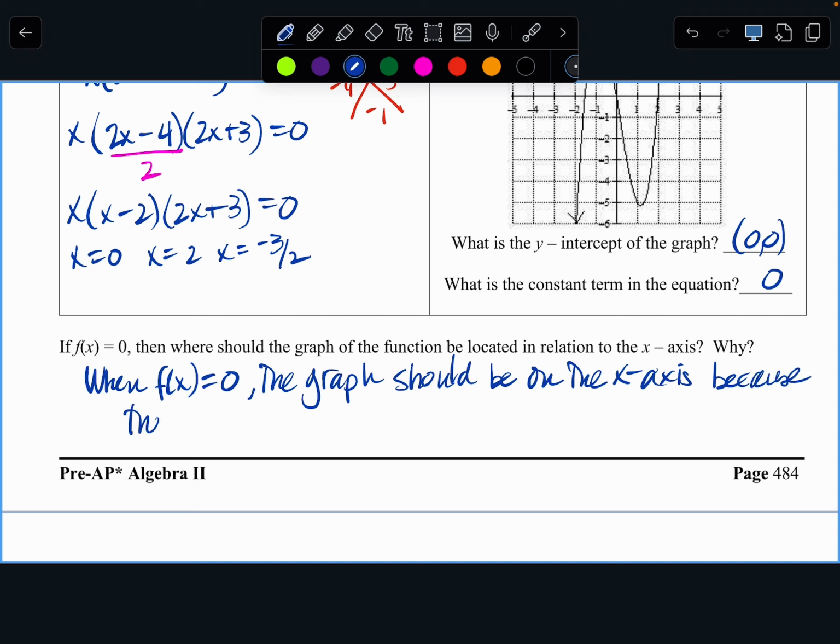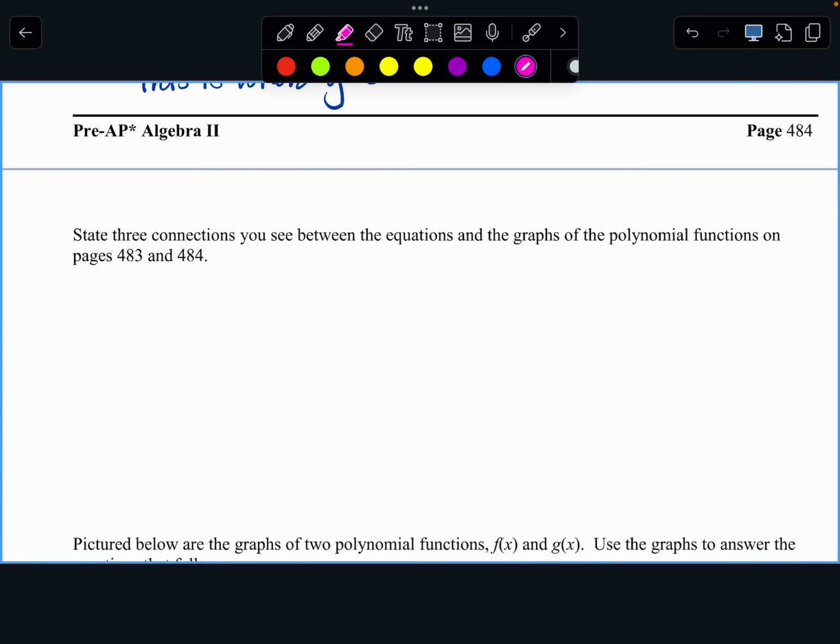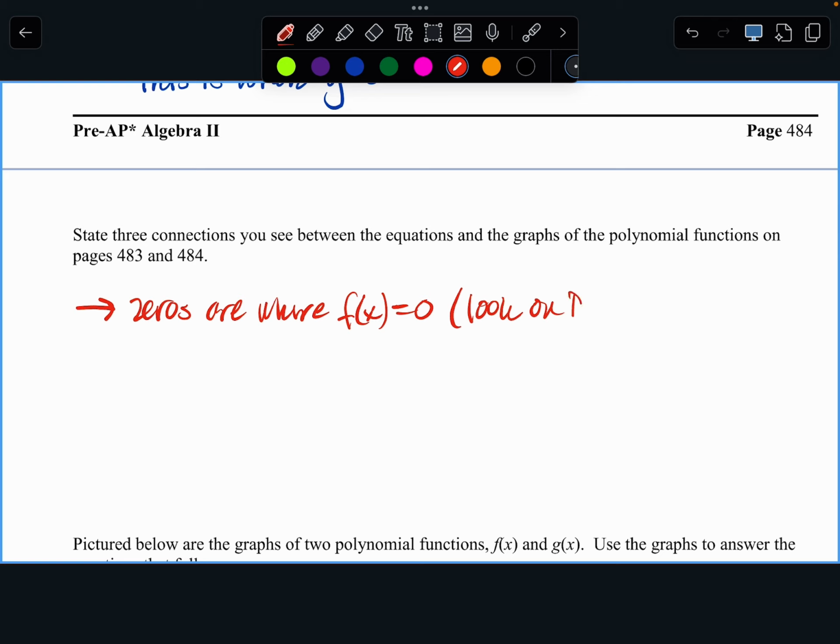And that is because this is where y equals 0, because f of x is y. So when f of x equals 0, or when the function is equal to 0, graphically, we're looking for where the graph is on the x-axis. Okay? So that's a big connection. We already actually know that. So zeros are where f of x equals 0. Look on the x-axis.